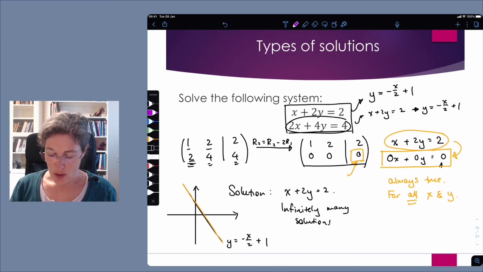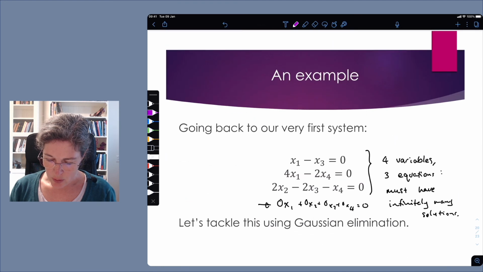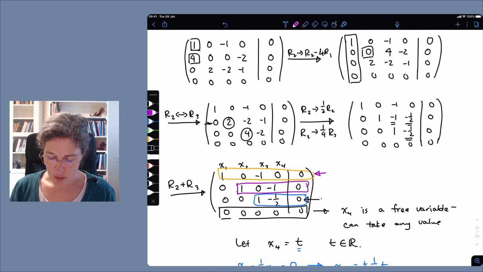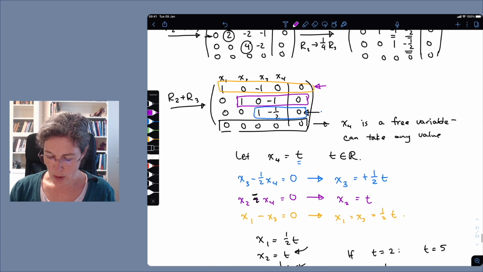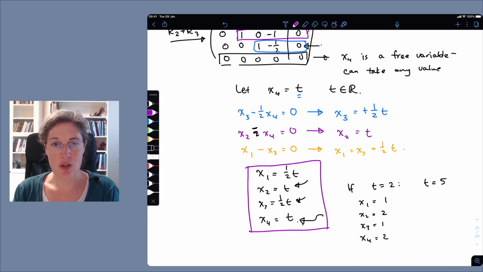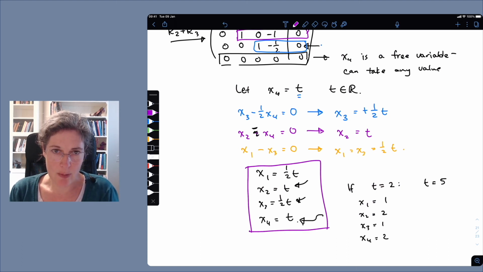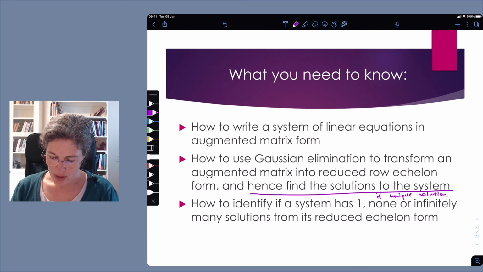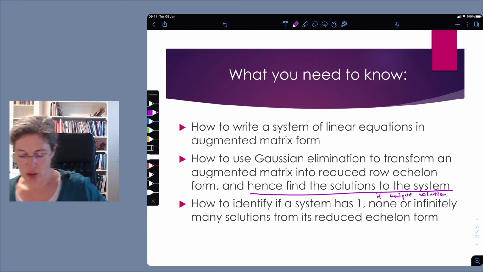But I don't need you to be able to do what we did over here, which is if we've got infinitely many solutions, work out this kind of infinitely many solutions thing here. I just need you to be able to say, oh, we've got infinitely many solutions. I hope that that's clear. Okay, so hence find the solutions to the system.